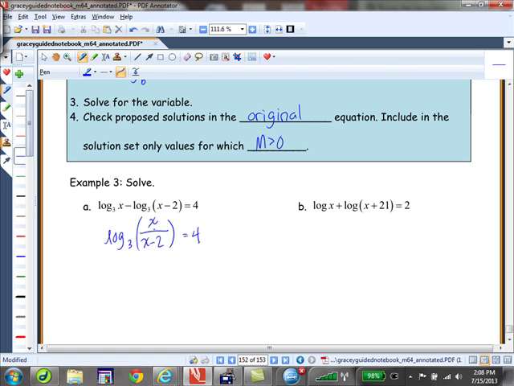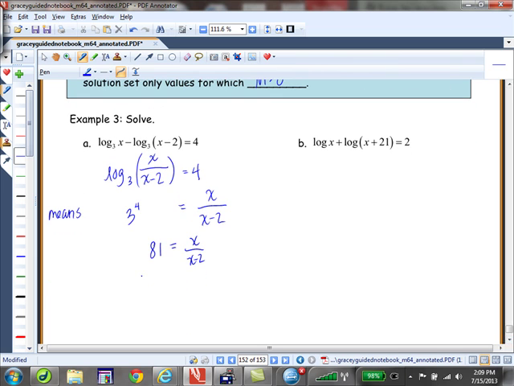Now we know the base, we know the exponent, so this means that 3 to the 4th is equal to x over x minus 2. Now we know what 3 to the 4th is. 3 to the 4th is 81, and that's going to equal x over x minus 2.